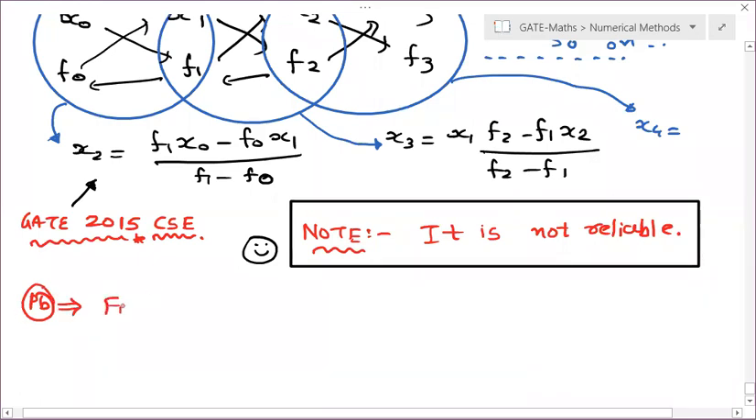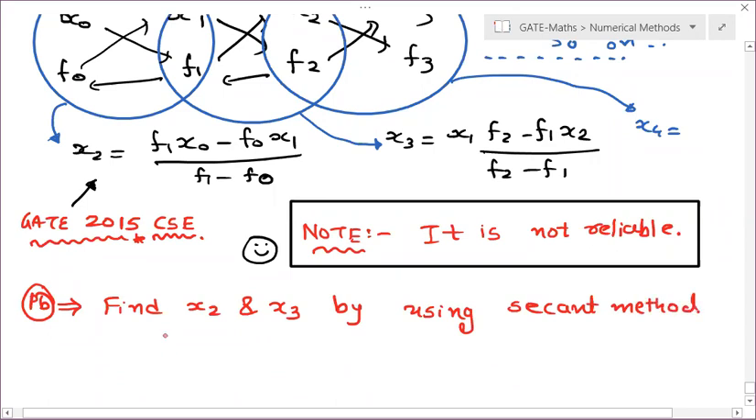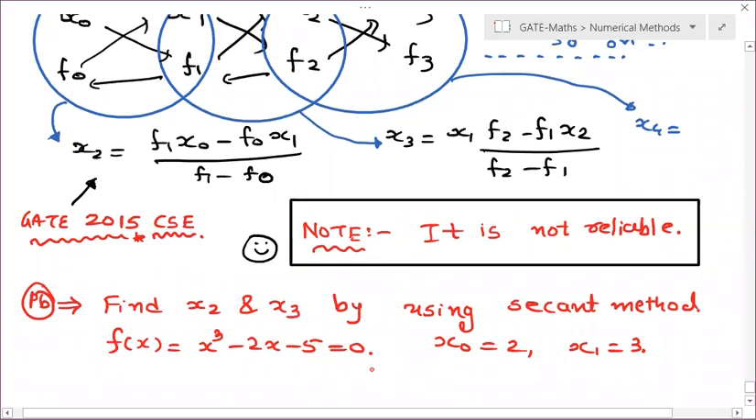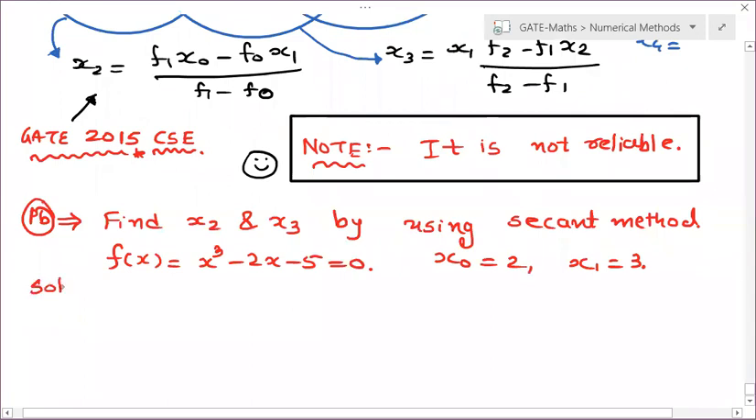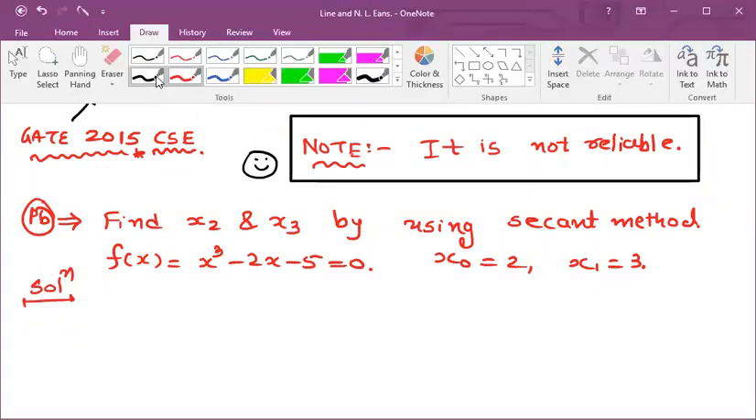Find x2 and x3 by using the second method. If f of x is x cube minus 2x minus 5 equal to 0, x naught equal to 2, x1 equal to 3. So same method we have to apply over here or not?